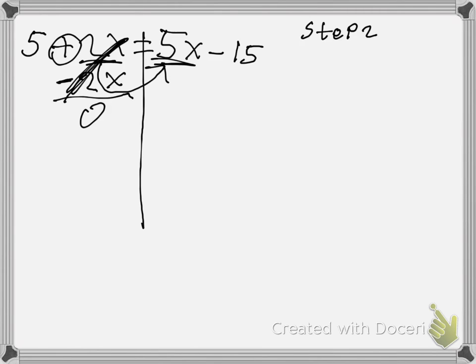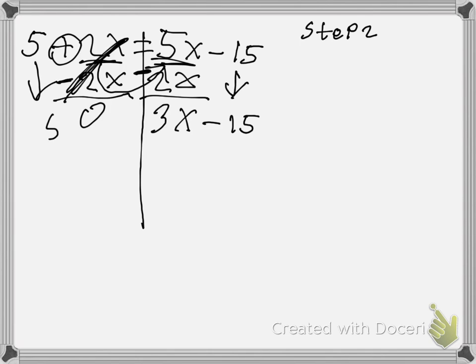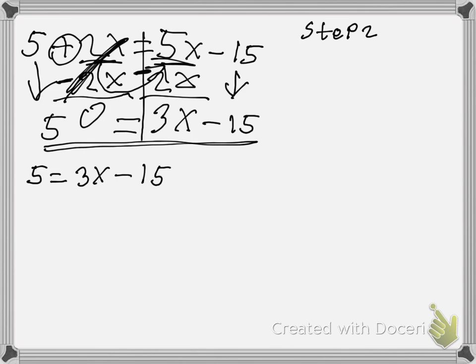Everything we do on one side, we've got to do on the other. So we said minus 2x over here, we've got to say minus 2x over here. So 5x minus 2x is 3x. The rest falls down: the minus 15 falls down, the 5 falls down. Then all we're going to do is rewrite it. Let's erase this for more space. So it's 5 equals 3x minus 15.